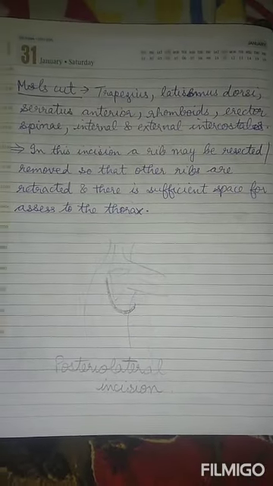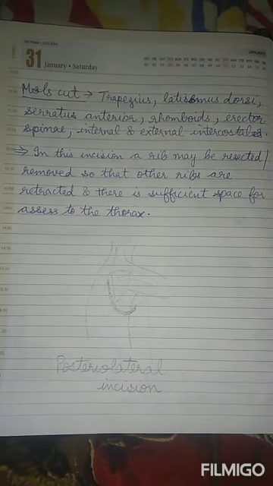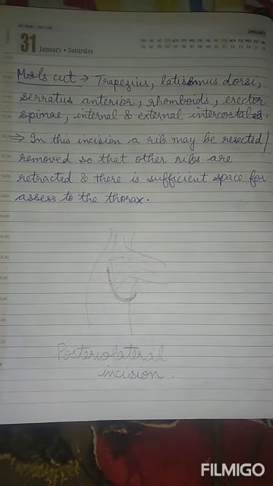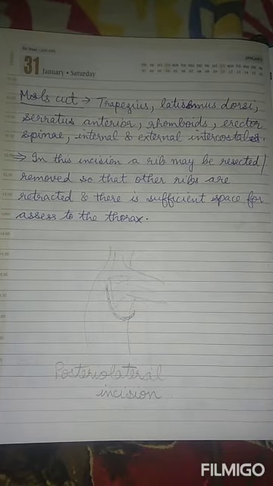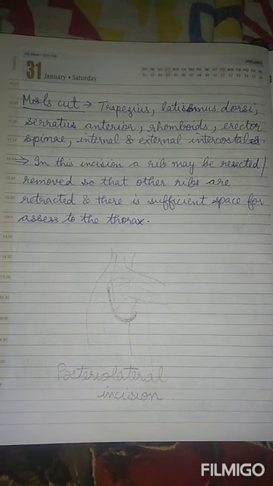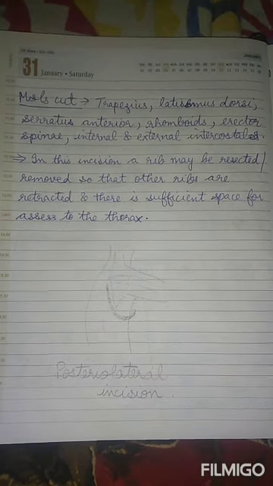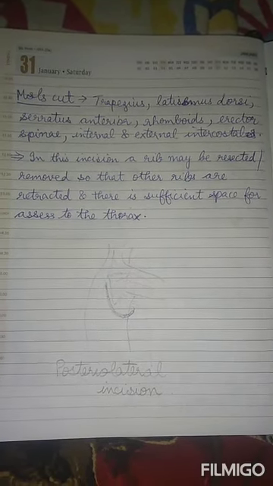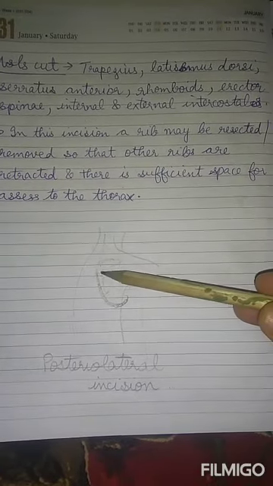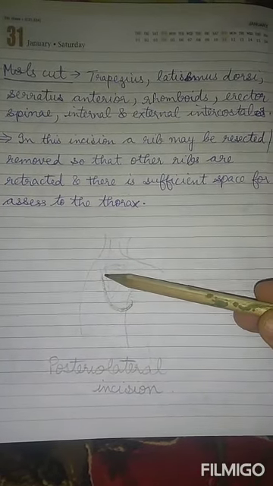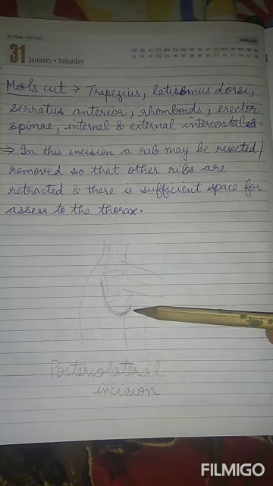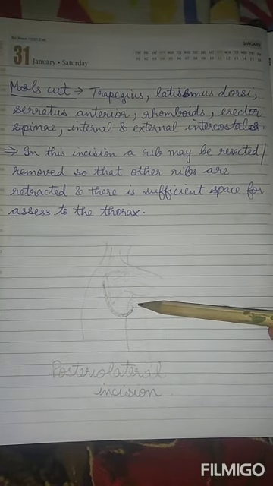The main muscles which are cut during this incision are trapezius, latissimus dorsi, serratus anterior, rhomboids, erector spinae, and internal and external intercostals. Also, sometimes in this incision, a rib or a few ribs may be resected or removed so that the other ribs can be retracted and there is sufficient space for access to the thorax. So this is the posterolateral incision starting from the medial border of the scapula, moving around the angle of the rib, that is 5th to 8th rib, and it ends towards the costal margin of the rib.